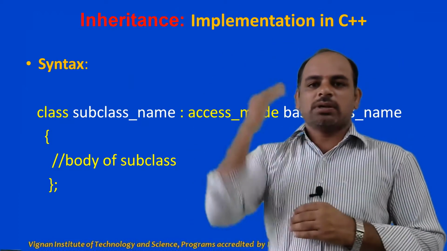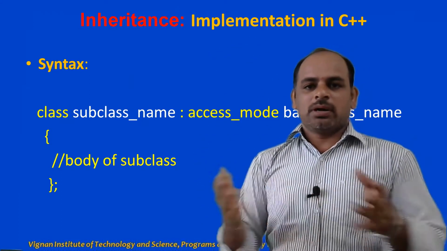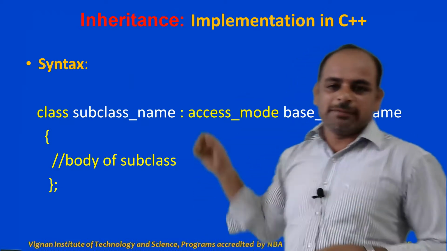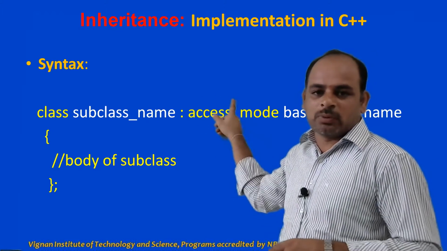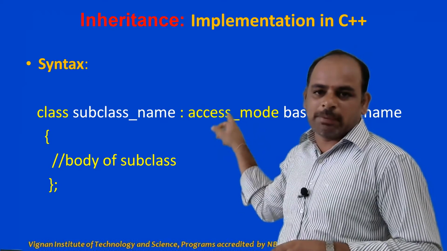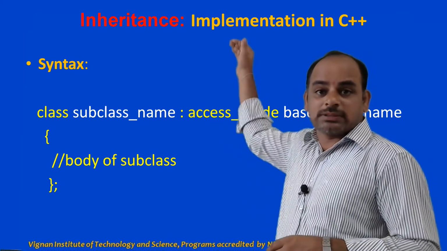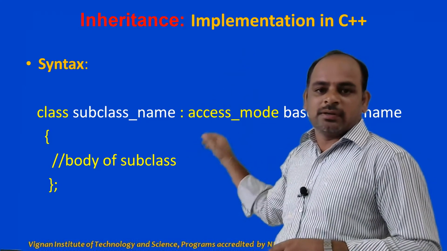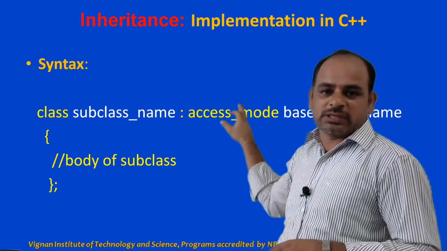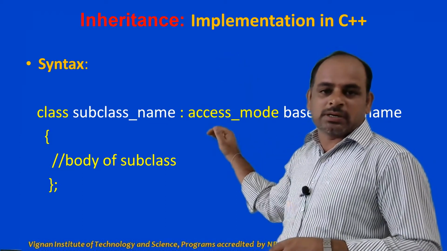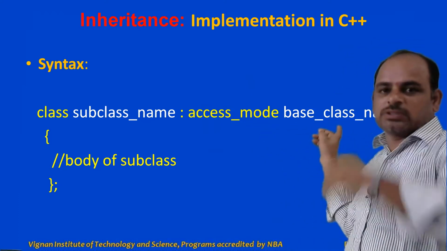There are three possibilities. You can inherit in public mode, in private mode, or in protected mode. We have already discussed these access specifiers. In place of access mode, you can use any one of the access specifiers: public, private, or protected. Suppose you use public here, then your base class is publicly inherited, right? If you use private here, your base class is privately inherited. If you use protected, your base class is protectedly inherited. And this is the name of the base class, from which you are inheriting.